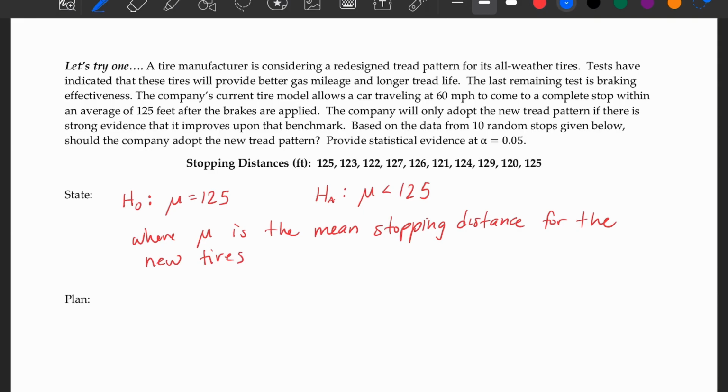Excellent. Let's move on to plan. Plan, that's where we're going to say what procedure we're about to go through with and check all appropriate conditions. The name of the notes is exactly the procedure we are going to do. We're doing a one sample t-test.